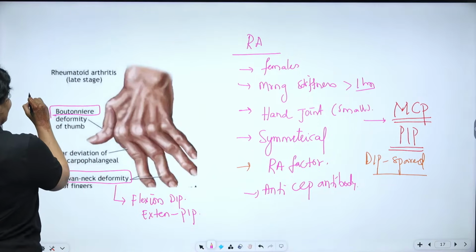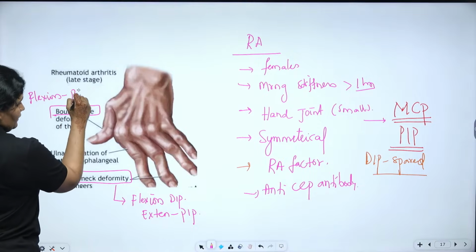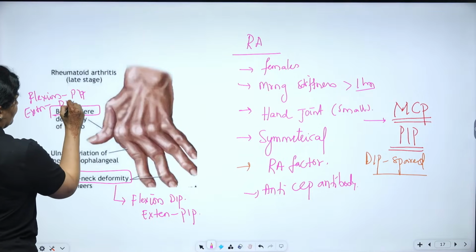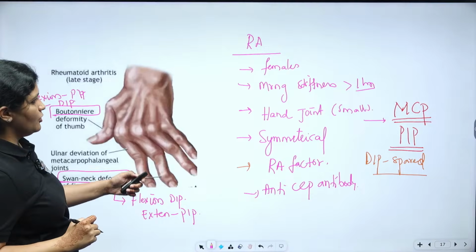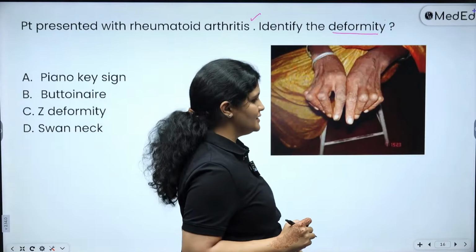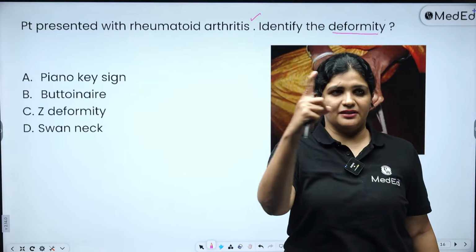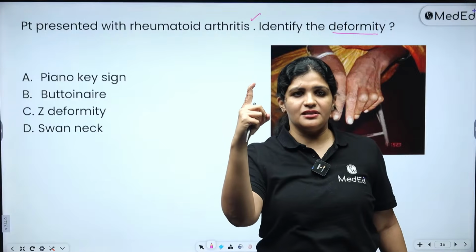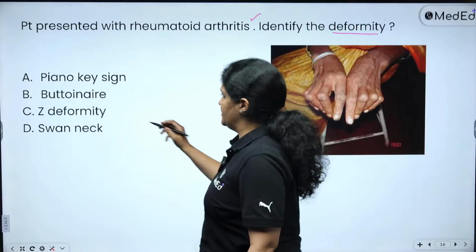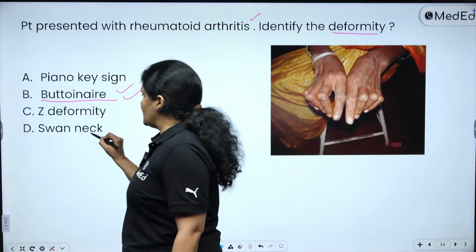Exactly opposite to it, what is this? It is flexion at the PIP and extension at the DIP, right? So that is your boutonniere deformity. What you see here is flexion at the PIP and extension at the DIP, exactly opposite to a swan neck. So remember, swan neck is something like this. Remember the image. Okay, this is the image. Yes, so this is your boutonniere deformity, right? And swan neck I have already told you.